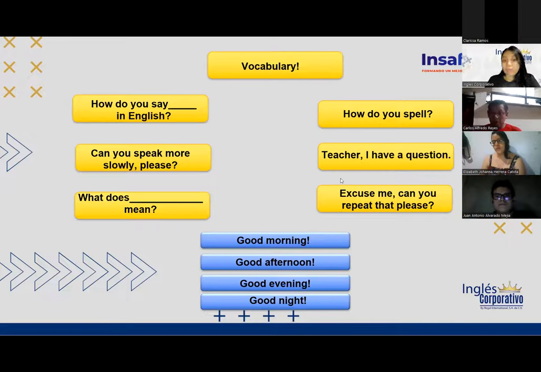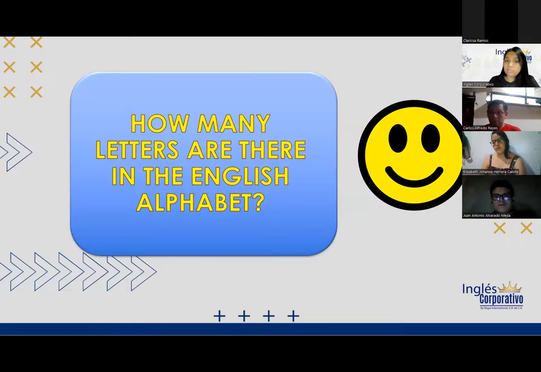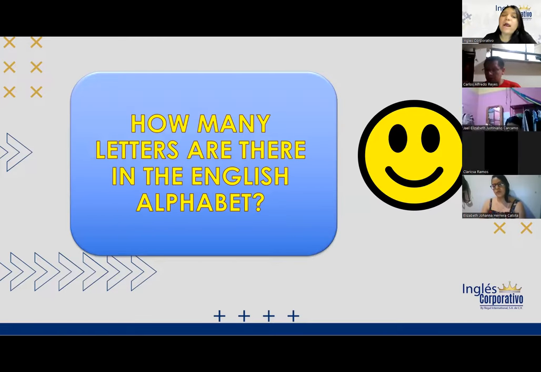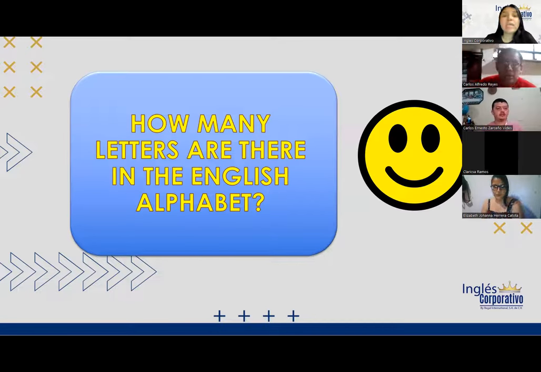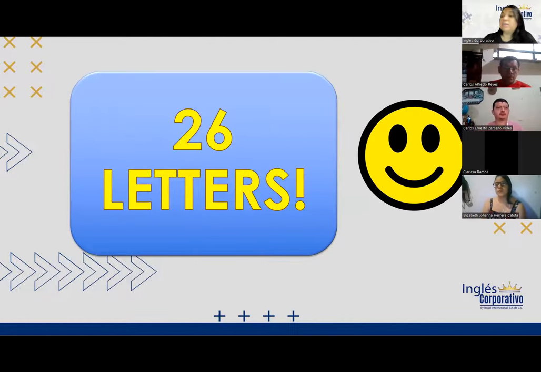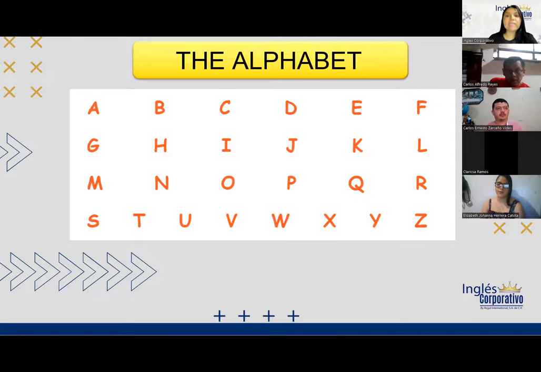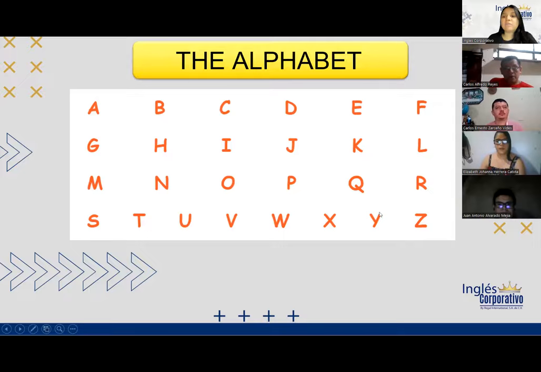Perfect. Okay, guys. So, let's continue. Now, let me ask you, how many letters are there in the English alphabet? How many letters? 28, teacher. No, we have 26. Yes, 26. Okay. So let's see. Elizabeth, Joanna, help us to pronounce all of these. Ayúdenos a pronunciar todas las letras.